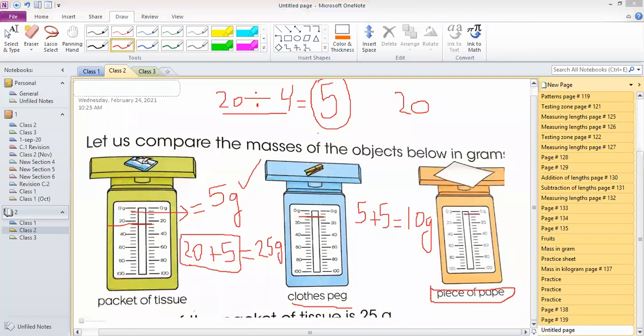Five kilograms. Very good. But it is not 5 kilograms. Some students are saying 5 kilograms. Look, this is only G. If it is written kg, that's kilogram. It is only written G. So that is gram. Okay.